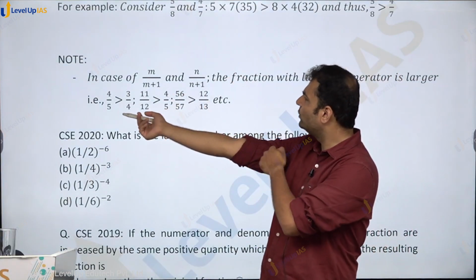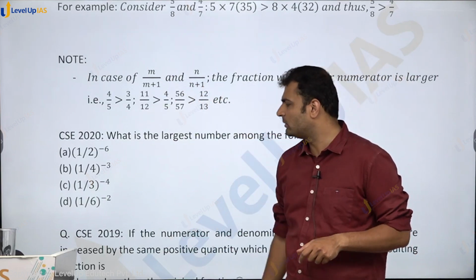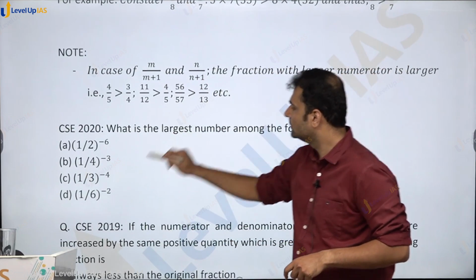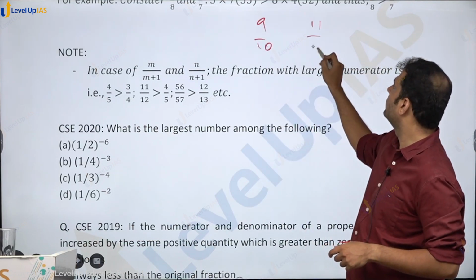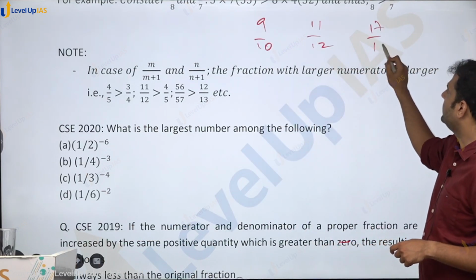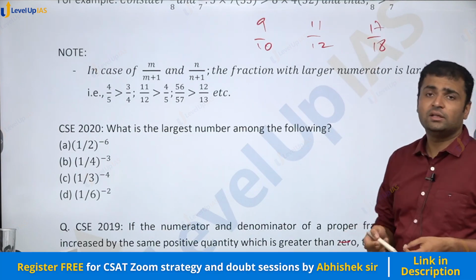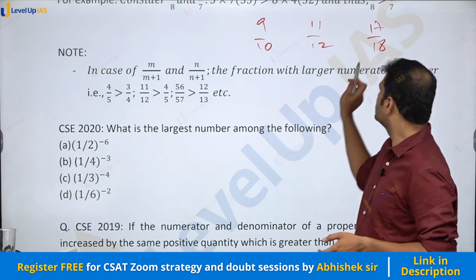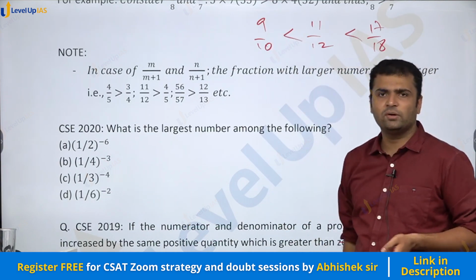And last, you have this. If you have numbers like m by m plus 1, meaning something like 9 by 10, 11 by 12 or 17 by 18, m by m plus 1 type of fractions, then bigger the numbers, bigger the fraction. So we have 17 by 18 is greater than 11 by 12. 11 by 12 is bigger than 9 by 10.